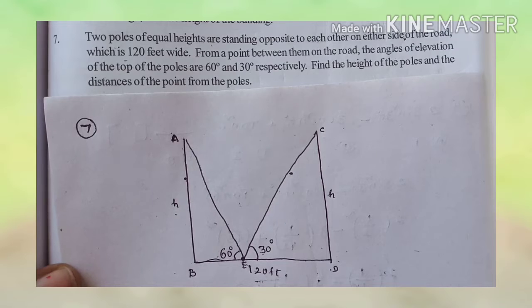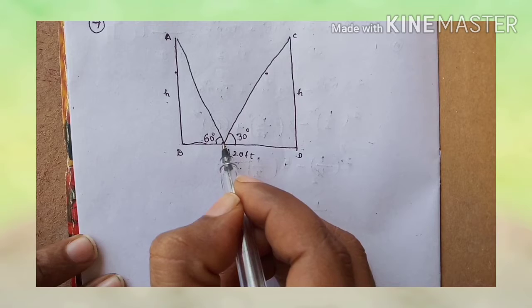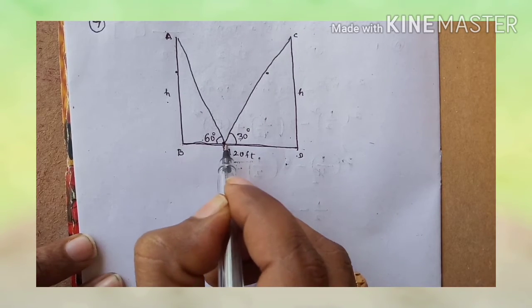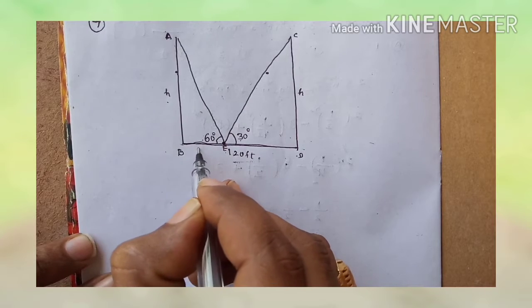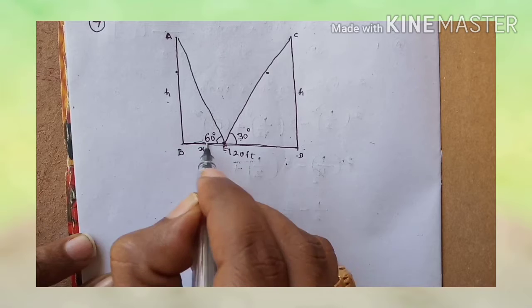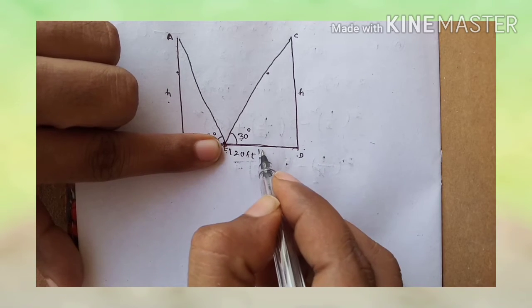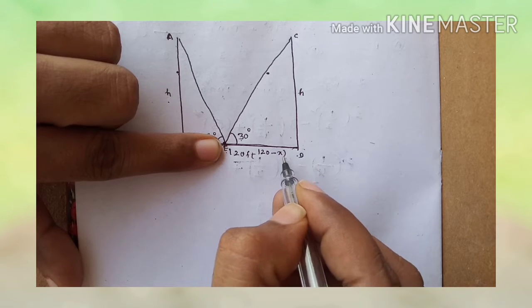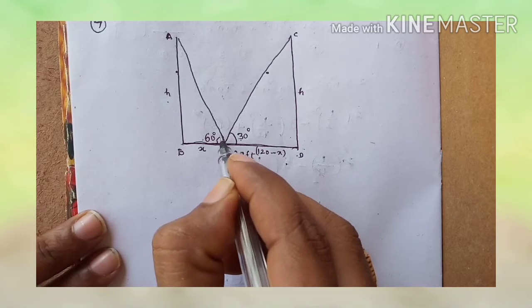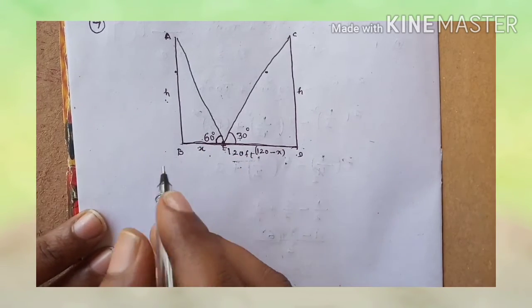Let's start the solution now. Here the point is E on the road of total length 120. We don't know the distance from the first pole, so let it be x, and the second distance is the total 120 minus x. In this triangle the angle is 60, with opposite and adjacent sides, so we have to use tan.